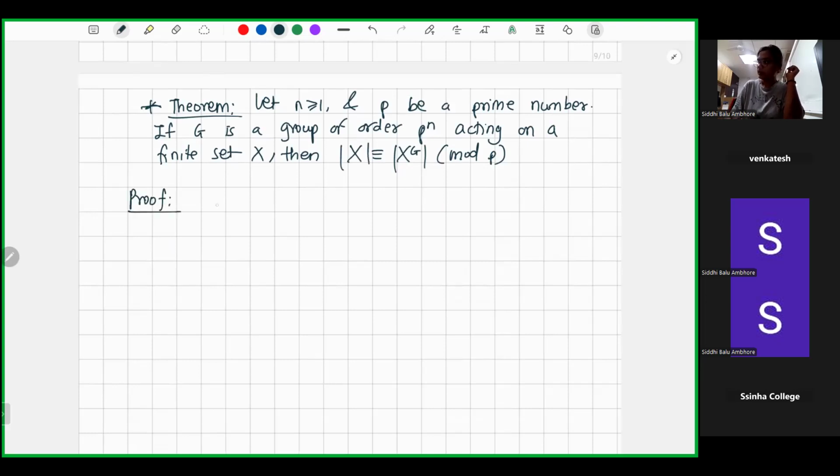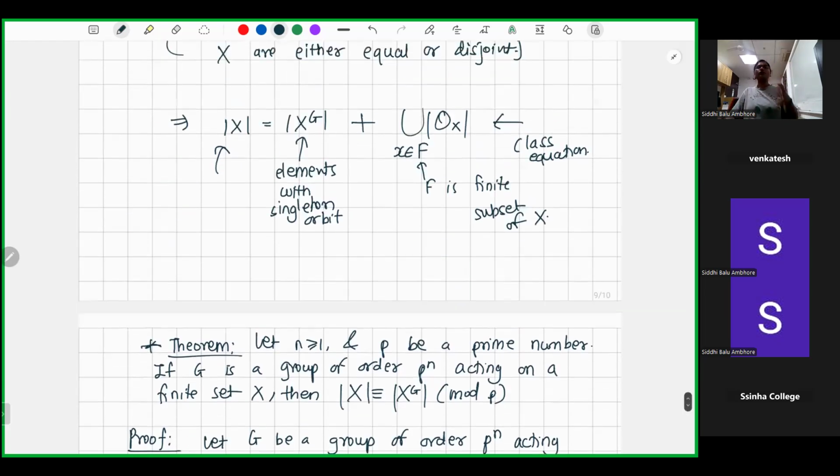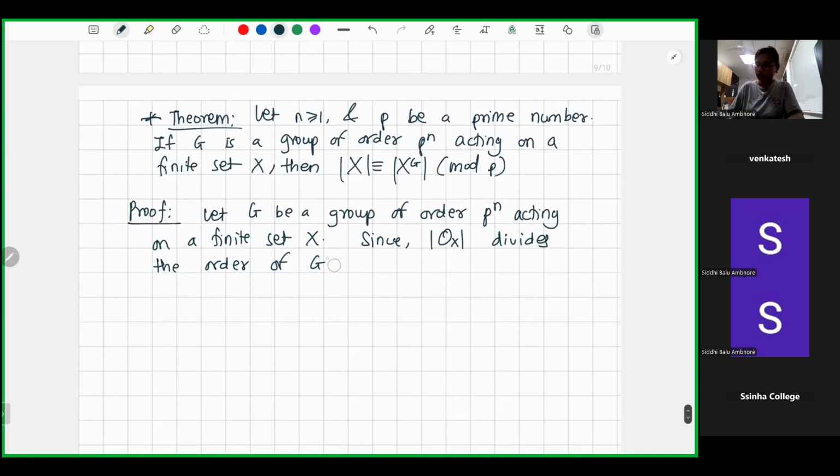Okay, so the proof is this. Let G be a group of order p power n acting on a finite set X. Since the orbit of x divides the order of G, which we know, it follows that the cardinality of this orbit of x will be p power n_x, where n_x is greater than or equal to 1.